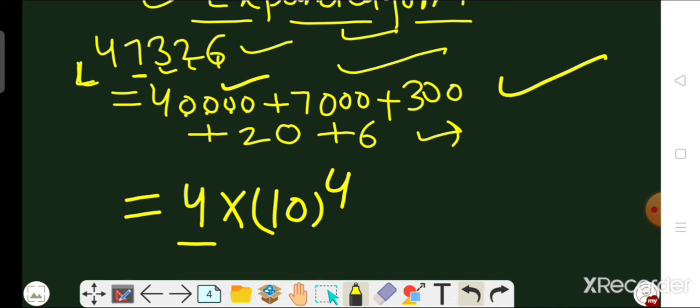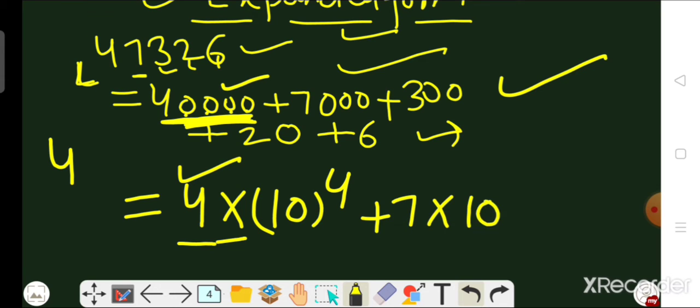We put the same digit and the multiplication sign, and we raise the exponent to the base 10 as the number of 0s we have after the digit. For example, here we have 4 zeros after the digit, so we put the digit as it is and then multiply by 10 raised to the power 4 because there are 4 zeros, plus 7 multiplied by 10 raised to the power 3 because in this we have 3 zeros.